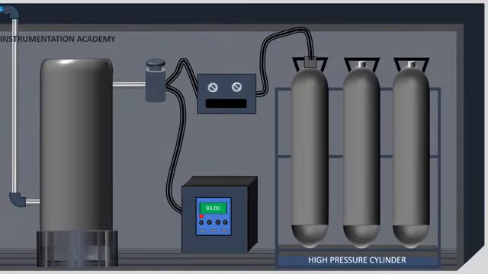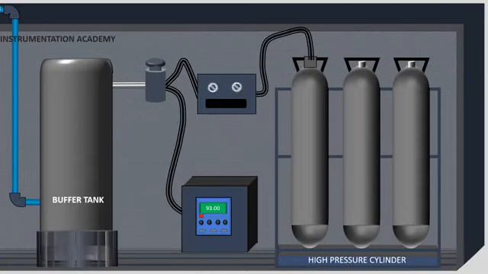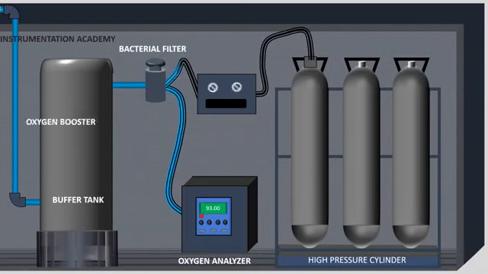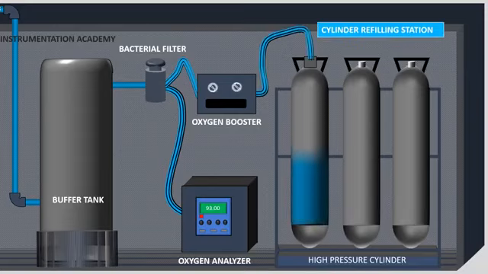The oxygen produced by the generator is stored in a buffer tank. From the buffer tank, oxygen is taken to the user end through a bacterial filter. An oxygen analyzer is used to check the purity of this produced oxygen. An oxygen booster is used to increase the pressure of the oxygen to meet various requirements of the terminal user, and this oxygen booster is connected to a cylinder refilling station where oxygen cylinders are refilled.